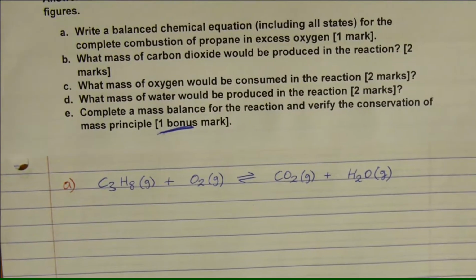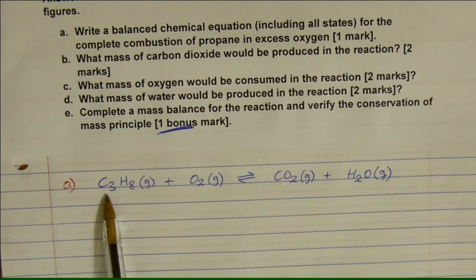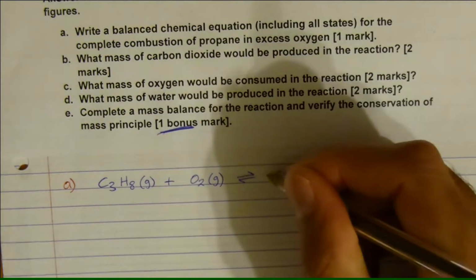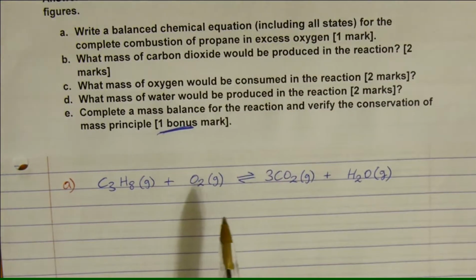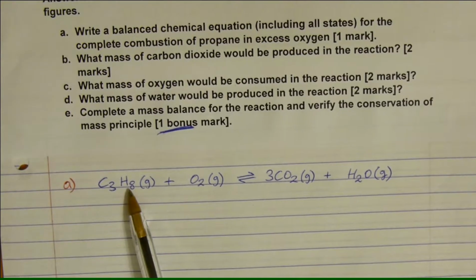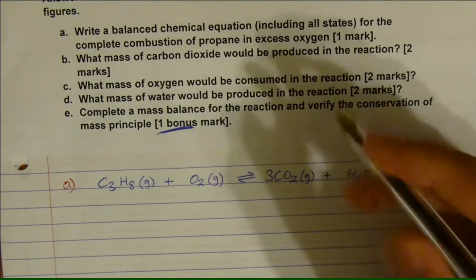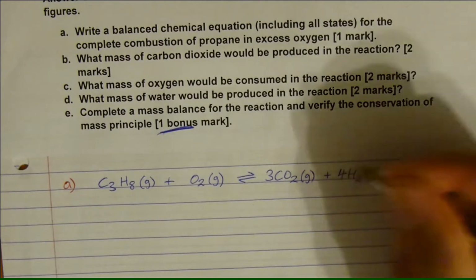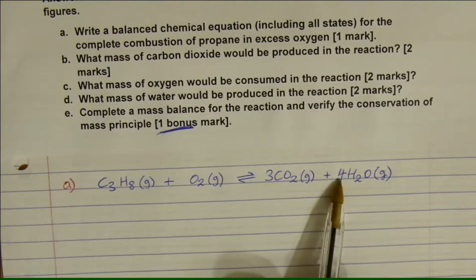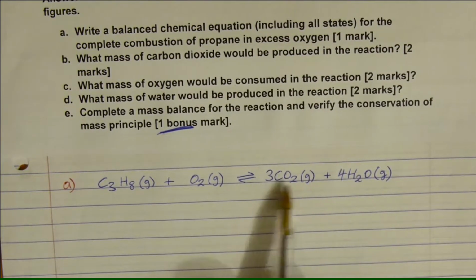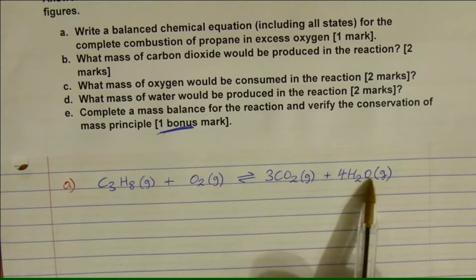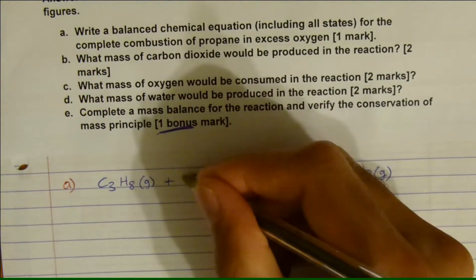Now I need to balance the atoms. So I basically just count, so I've got 3 carbons here, so I'll need a 3 here. Looking at hydrogens, I've got 8 here, so we'll need a 4 here. 4 by 2 makes 8 to balance that. And then finally oxygens, 3 by 2 makes 6, 6 and 4 makes 10, so I'll need a 5 here.